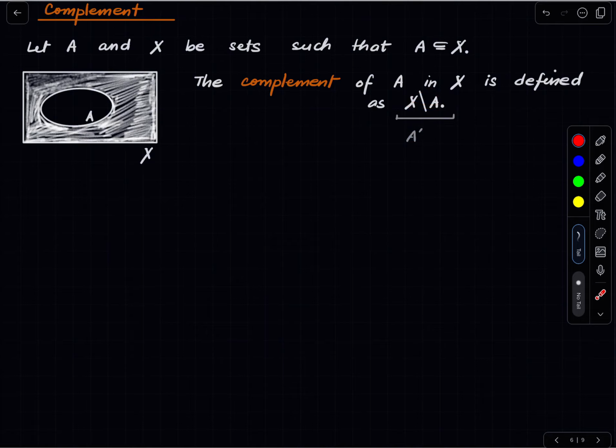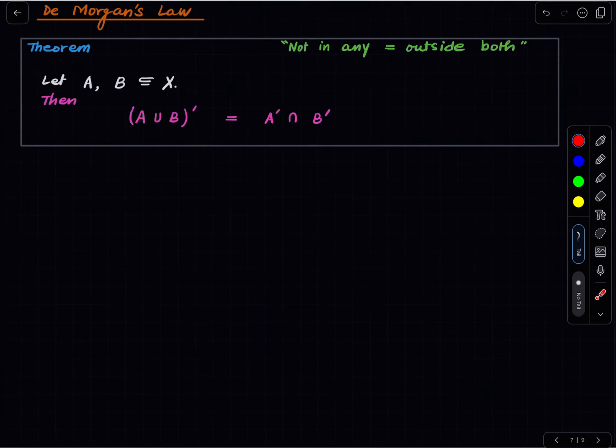Okay, so let's look at a related theorem. Fix two subsets of a set X. Then De Morgan's law says that the complement of the union is the intersection of the complements. And this left side can be read like this: the things which are not in any of A and B. These are the things which are in A or in B. These are the things which are not in any of A or B. It's outside both. And the right side can be thought of as outside both.